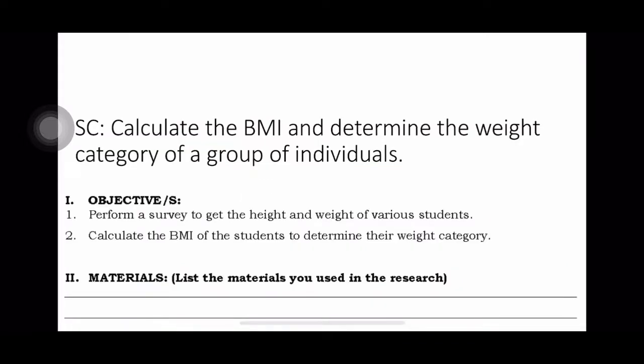So the objective of this research survey is to perform a survey to get the height and weight of various students and calculate the BMI of the students to determine their weight category. So you have to list your materials. As you are listing your materials, pause this video, write it down now. Do not procrastinate. Do not say that you can write it later. No, you have to write it now. Pause this video, write it now.